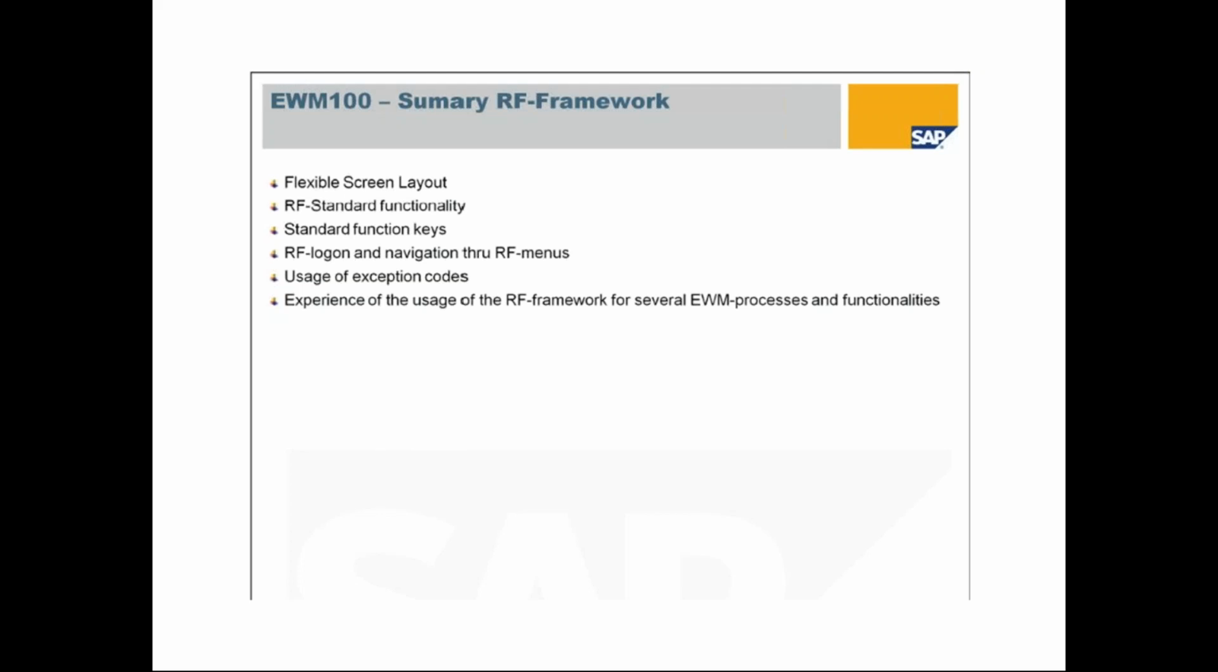Next, standard functionalities. A lot of standard functionalities fulfill more than 90% of business requirements. And standard function keys. Some function keys are there: F1 log off, F7 block back, F9 error description, etc. These are useful for users to adapt very easily, since we have standard function keys.